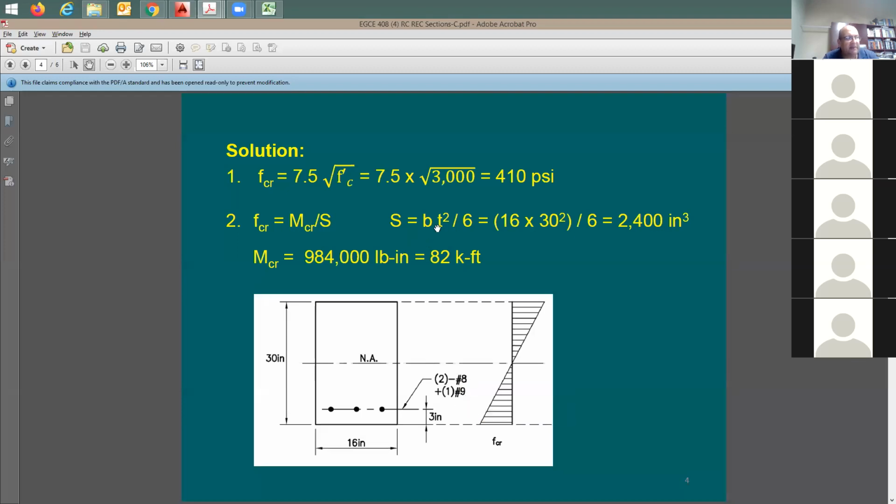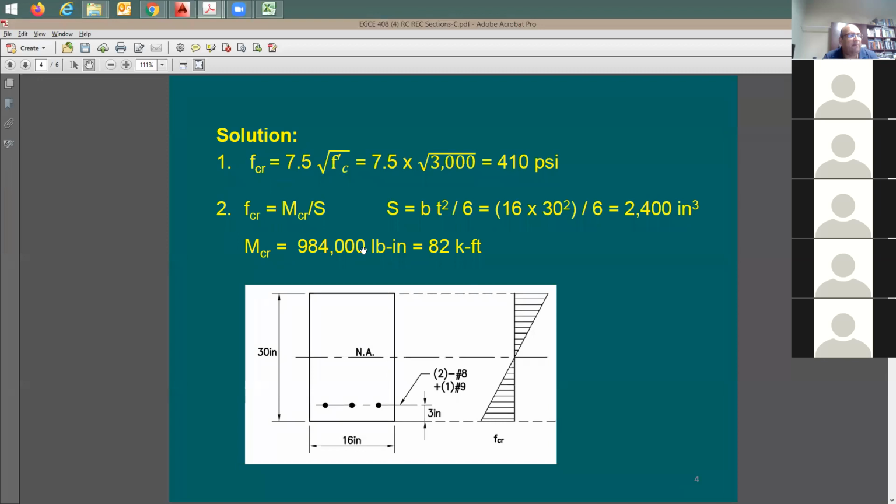So I'm going to say the stress is going to be equal to the moment divided by the section modulus, not considering any of the rebars. Section modulus is going to be B T squared divided by 6. This T is the same as H, so it's 30 squared, and the B, the width, is 16 inches. You divide this by 6. You get this number here, 2400 inch cubed. This is going to be the section modulus. Okay, here's the moment. This moment is going to be equal to S multiplied by F sub CR. And with that, I'm getting 98,400 pound-inch. Please keep this in mind: I usually like to see the moment in my analysis in kip-foot.